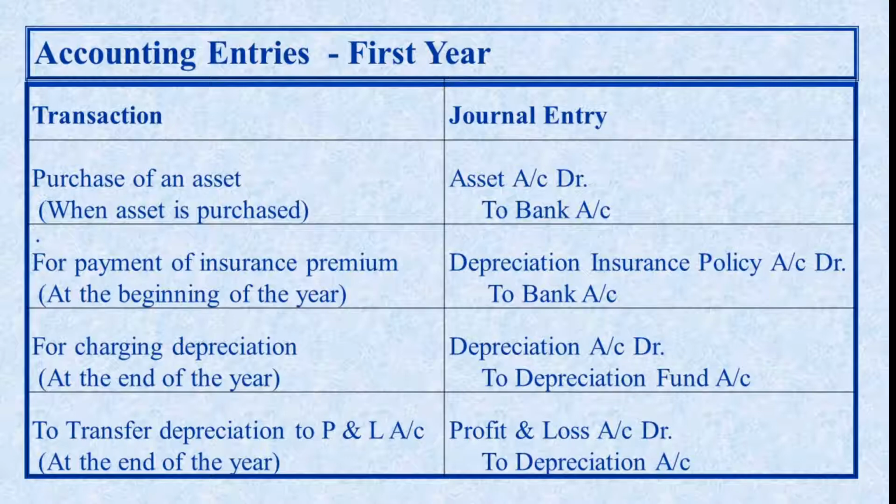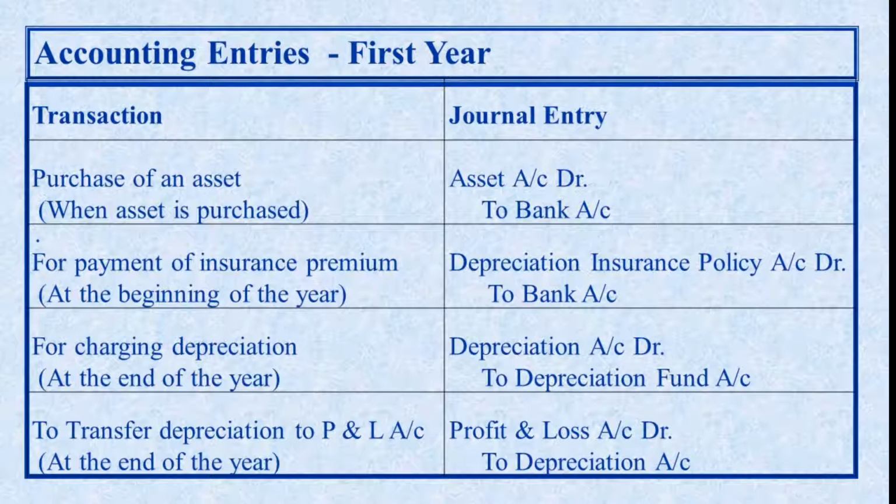The second entry, which is passed at the beginning of the year, is when insurance policy is taken and when premium is paid. The entry for the same is depreciation insurance policy account debit to bank account. That is, depreciation insurance policy is debited, and since the payment is made through check, bank account is credited.